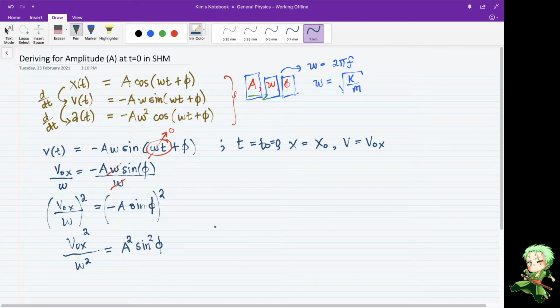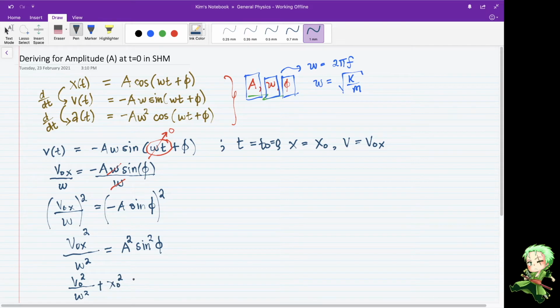Okay, so that is what we end up with when we square both sides. The next thing for us to do is to add x naught squared to both sides. So what happens if we add x naught squared to both sides is on the left hand side we have v naught squared divided by omega squared, and then we add plus x naught squared.